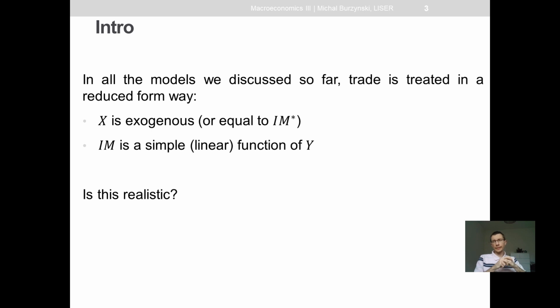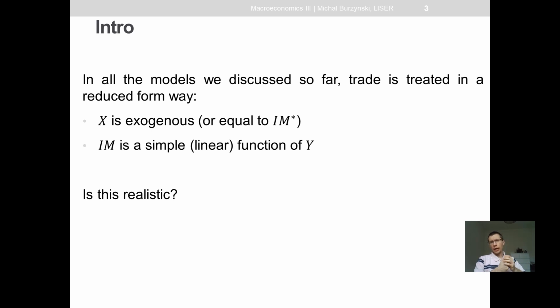Well, it's because trade has been treated in a very poor way during the course in the models that we described. We simply assumed that exports are exogenous or equal to imports of the foreign country, if you remember this two-country model that we analyzed at some point, and imports in a particular country are a simple linear function of output or income. And we said that the higher the income of the people living in the country, the higher the demand for foreign goods. And that was everything that we said regarding international trade.